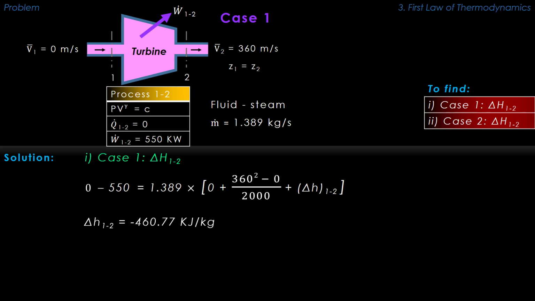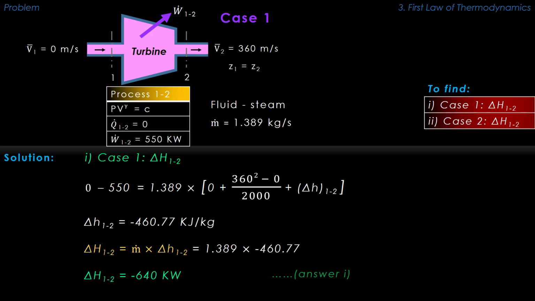Now, this is a specific change in enthalpy. To get the total change in enthalpy, we simply multiply it with the mass flow rate term m dot. So we get the total change in enthalpy, delta H12 equal to 1.389 into minus 460.77. So the answer we get is minus 640 kilowatt. This is our first answer for case 1.